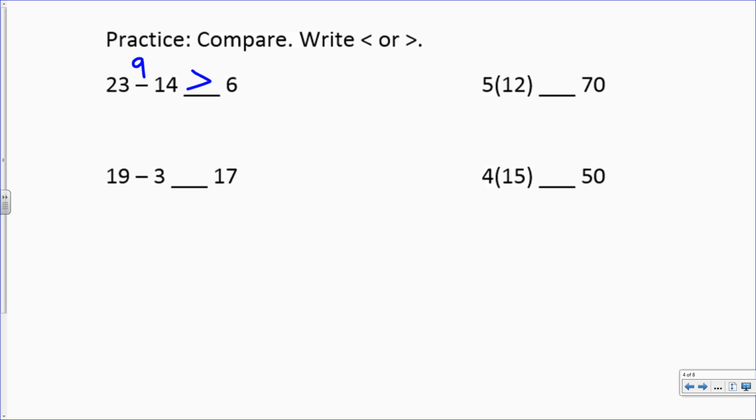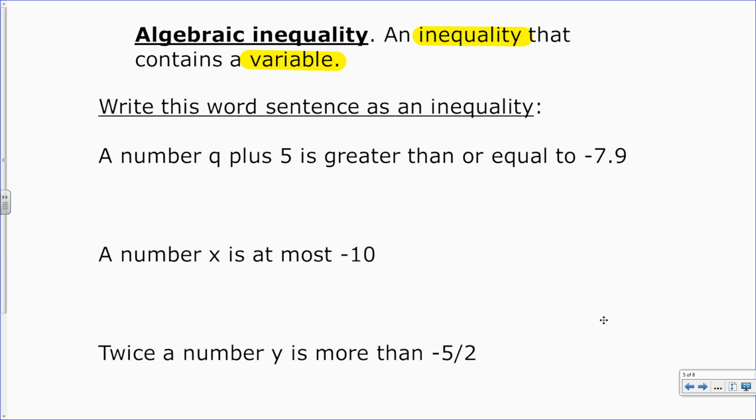The next one over here, 5 times 12 is 60, and 60 is less than 70. That's what your sign should look like. 19 minus 3 is 16, and 16 is less than 17. And 4 times 15 is 60 also, and this time 60 is greater than 50. So you just want to make sure you can get your arrows pointing in the right directions as we move into some algebra. So an algebraic inequality is an inequality that contains a variable.